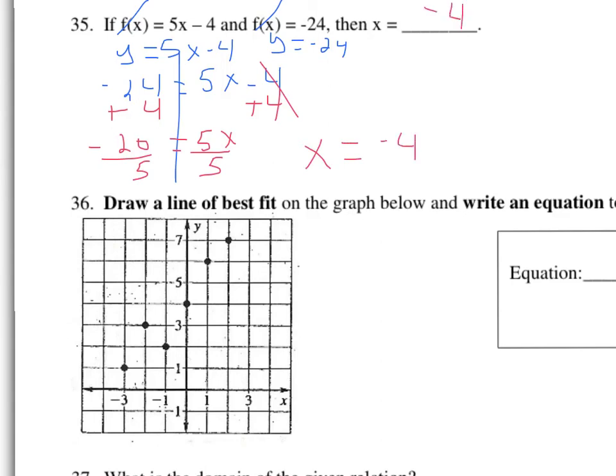Okay. We could have also typed this part of the equation in, so y equals, into the calculator. We push the y equals button, type this in, go to the table, and then we could have gone down or up to where it says that y is negative 24, and then we would have found the corresponding value of x, which is negative 4.